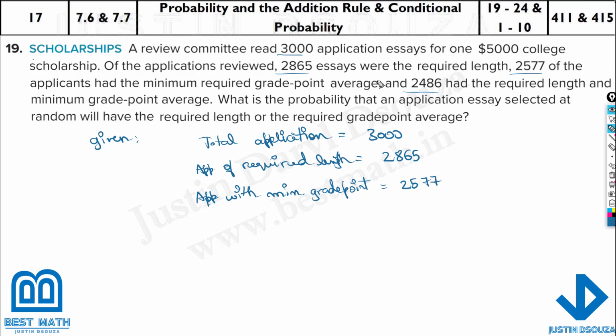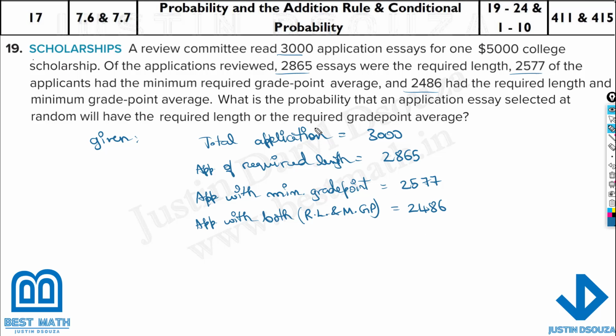Applications with minimum grade points is over here, 2,577. And 2,486 at the required length and minimum grade points. Applications with both. But you need to write what both means. Required length, I'm just going to write in short form, required length and minimum grade points. In the exam, write applications with both required length and minimum grade points. They were 2,486. So this is all given.